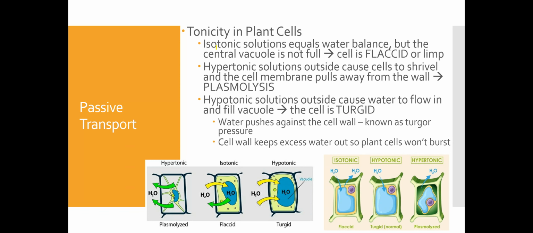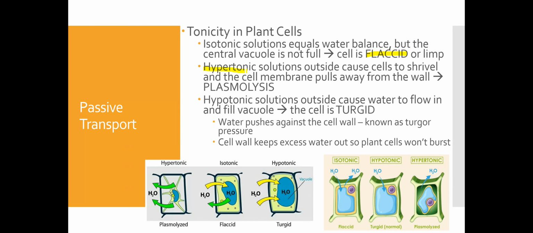So in isotonic conditions, the plant is technically fine, but it's not completely filled up with water. There's water in there, water's moving in and out equally, but the cells actually lose a little bit of their structure. If that vacuole is not filled up, then the cell is flaccid or limp. So it's not hurt, it's just not really filled up with water. And for a plant, they like to be big and perky, right? So this is when the plant looks a little limp. All you have to do is add water and they'll perk right back up.